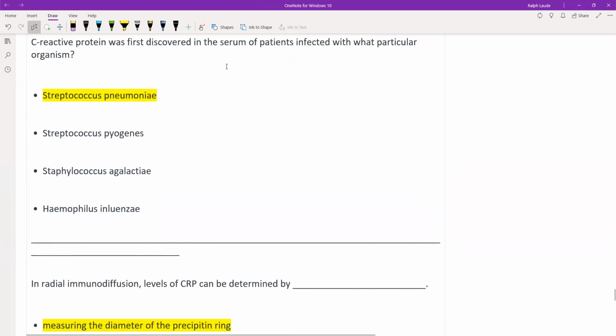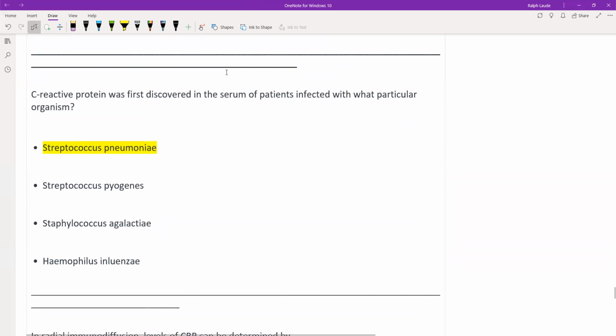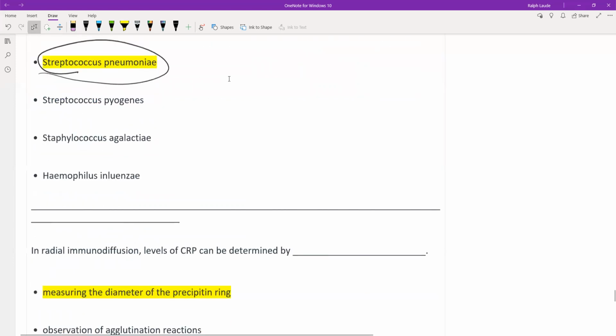C-reactive protein was first discovered in the serum of patients infected with what particular organism? That was because, hence the name CRP, C-reactive protein, it is reactive to the C protein of Streptococcus pneumoniae, the causative agent of lobar pneumonia. So that is where its name was derived.